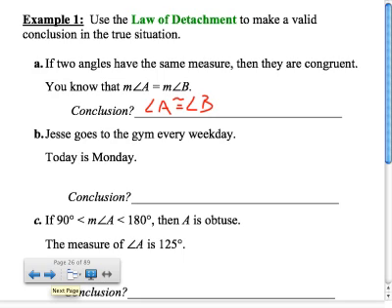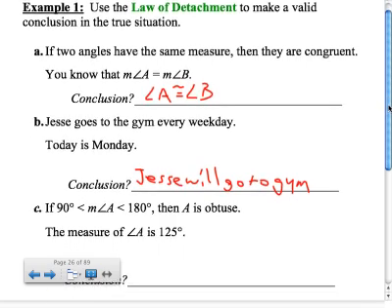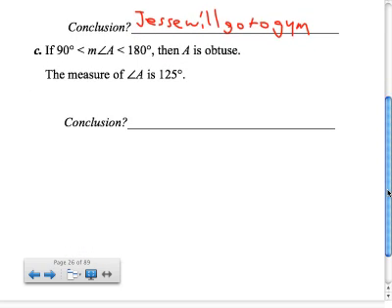Jesse goes to the gym every weekday. Today is Monday. What do you know? Jesse's going to the gym. All right, so again, just using logic. It makes sense. The statement says this. If this is true, then the other thing has to follow, okay?